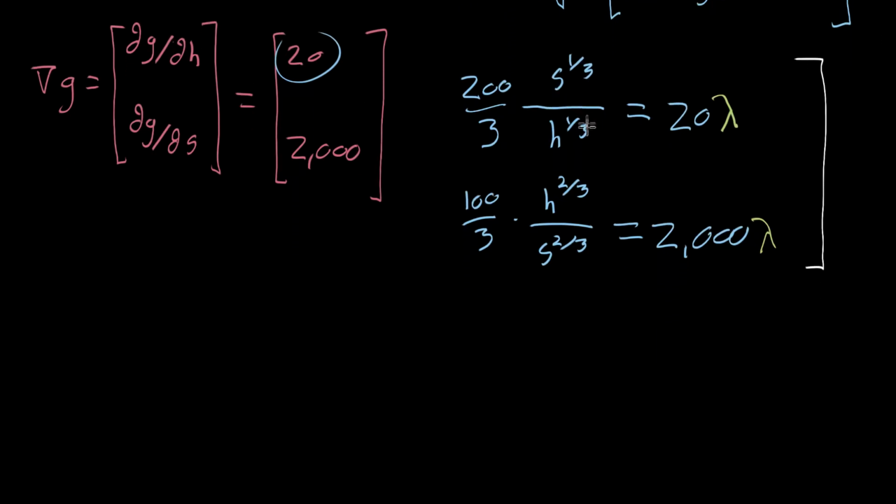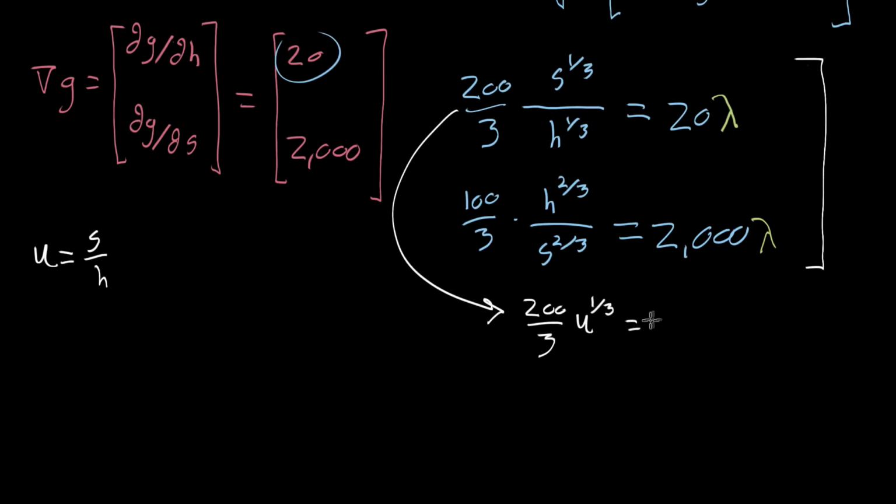So as kind of a first pass here, I'm going to do a little more simplifying, but I'm going to make a substitution that'll make this easier for us. So I see S over H here, and they're both to the same power. So I feel it might be a little bit easier if I just substitute U in for S divided by H. And what that'll let me do is rewrite this first equation here as 200 thirds times U to the power 1/3. And that's equal to 20 times lambda.